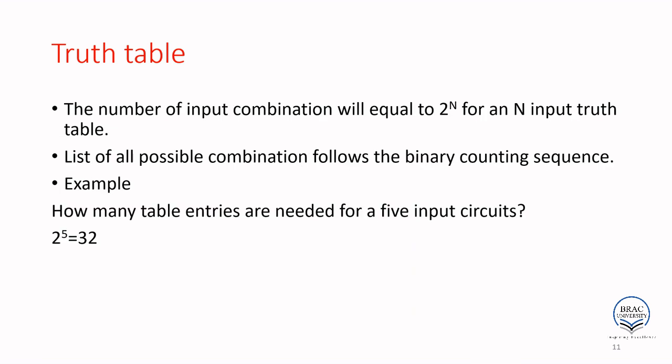The number of input combinations will equal 2 to the power n for an n-input truth table. The list of all possible combinations follows the binary counting sequence. For example, how many table entries are needed for a 5-input circuit? So n equals 5, and 2 to the power 5 equals 32.